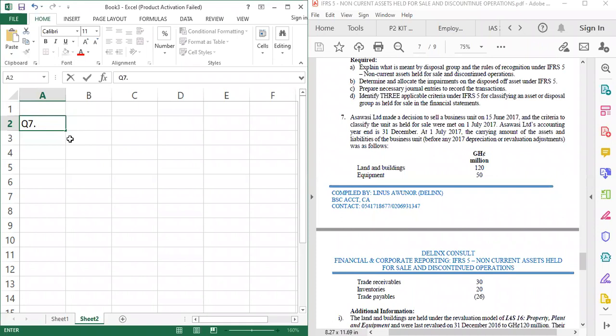When did they want to sell the assets? They made a decision to sell the unit on 15 June 2017, and the criteria to classify the unit as held for sale were met on 1st July 2017. The accounting year end is 31st December. Okay, let's move on.